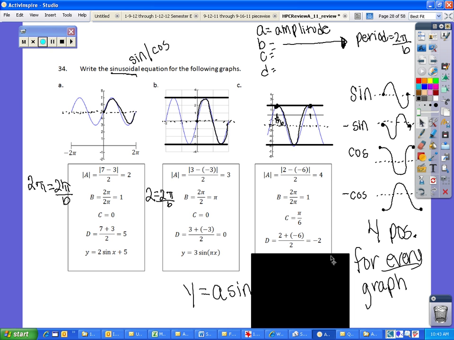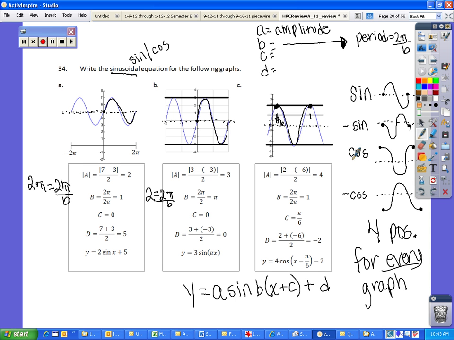So now I'm going to put all this information together. Amplitude A, 4. In this case I'm looking at a cosine shape, so cosine. My B value is 1, so I don't have to worry about that. X minus, since it moved to the right, it's the opposite, minus pi over 6. And then finally my vertical shift, which is negative 2.